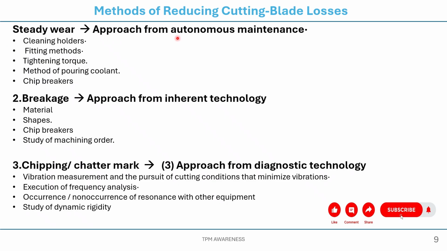Then approach for autonomous maintenance like steady wear, cleaning holders, fitting methods, tightening torque, method of pouring coolants and chip breakers. Breakage approach from inherent technology like material shape, chip breaker, study of machining order, chipping, chatter mark, that is the approach for diagnostic technology, vibration measurement and persistence of the cutting condition that minimizes vibrations, execution of frequency analysis, occurrence or non-occurrence of resonance with other equipment and study of dynamic rigidity.